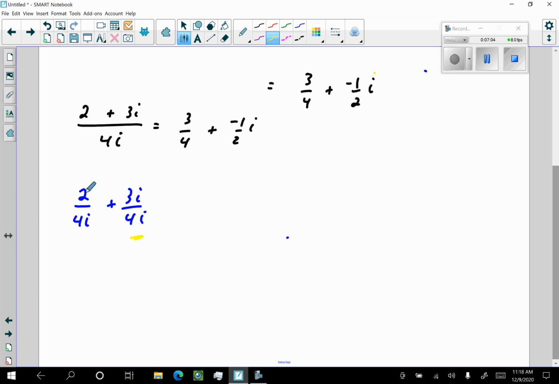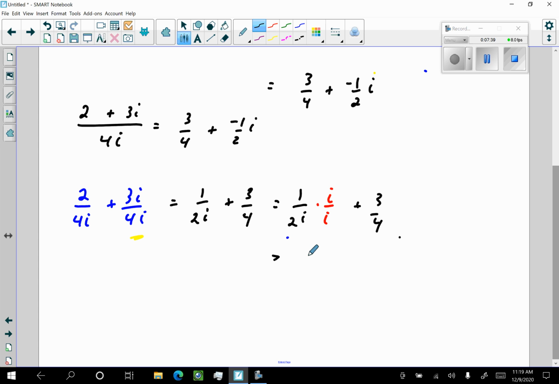This piece right away, I'm going to say, hey, 2 divided by 4 is going to be 1/2. So this right away is going to be 1 over 2i plus 3/4. Uh-oh. So we're almost there. So all I have to do now is to take this i and get him out of the bottom. And what am I going to do? I'm going to multiply this one thing here by i over i. I don't need to change this guy at all.